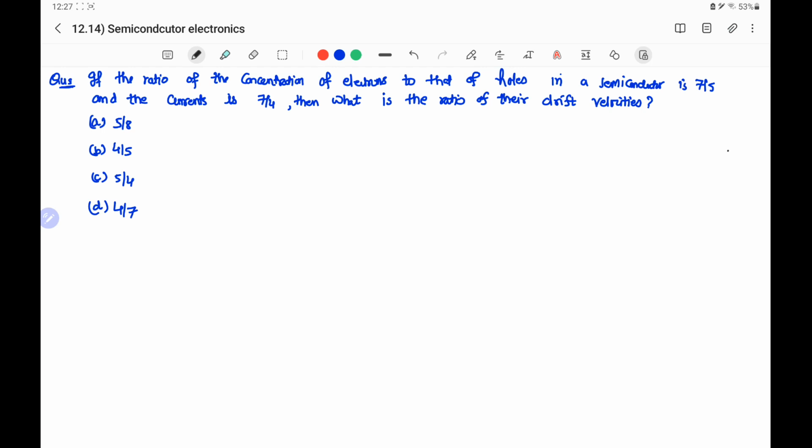Next is: if the ratio of the concentration of electrons to that of holes in a semiconductor is 7 by 5 and the ratio of currents is 7 by 4, then what is the ratio of their drift velocities? Options are 5 by 8, 4 by 5, 5 by 4, or 4 by 7. The relation between the current and the drift velocity is I equals nEAv_d, where I is current, n is the number density of the charge carrier, e is the charge on the charge carrier, and A is the area of cross section.